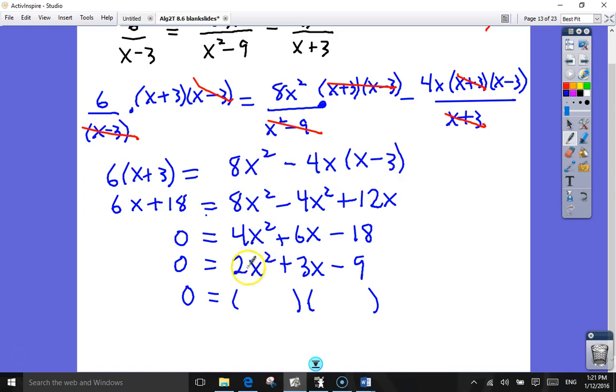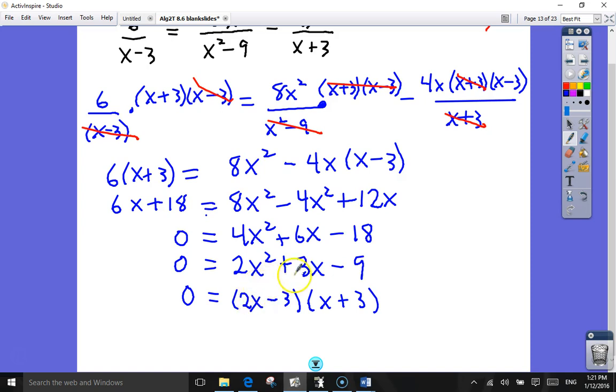Because the first term is 2x squared, I know I've got a 2x and an x. And I don't know for sure, but I'm guessing that the last terms are either a plus 3 and a minus 3 or a minus 3 and a plus 3. So I'm just going to play around and see whether I can make it work. And I think minus 3 plus 3.